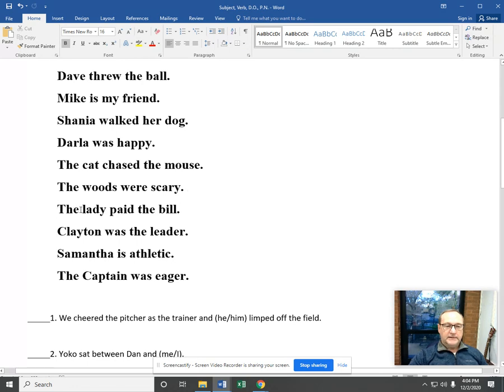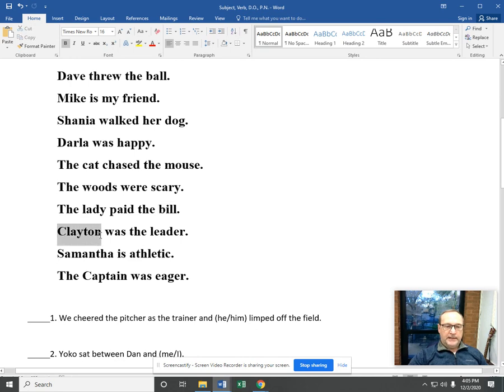Let's take a look at the next one. The lady is the subject, and paid is the verb, and this verb is an action verb. It's not a state of being verb. So we know that we're not going to have a predicate adjective or a predicate nominative because they only go with state of being verbs. The lady paid the bill. Paid is an action verb, therefore bill is going to be a direct object, and the direct object receives the action of the paying. This is the person who did the action, this is the action, and this is the receiver of the action. So the direct object is the receiver of the action.